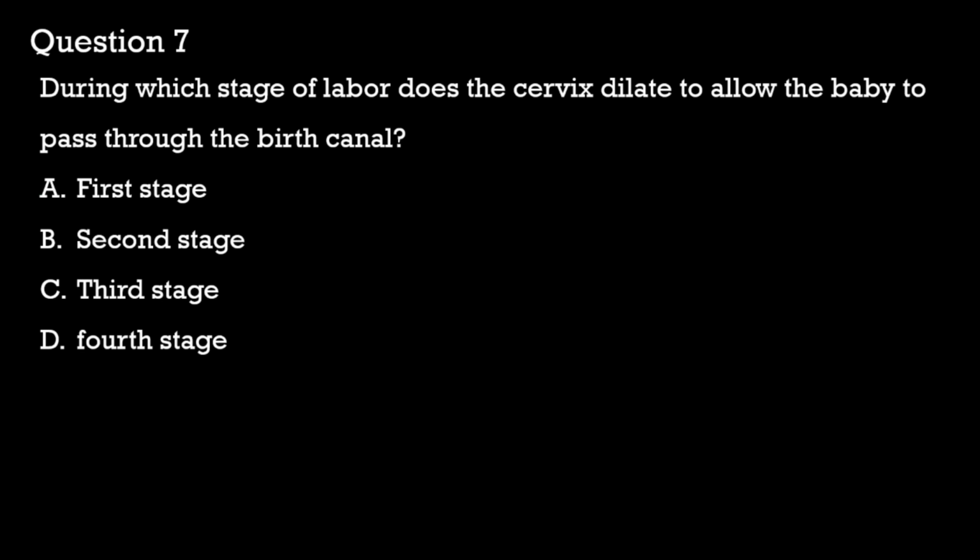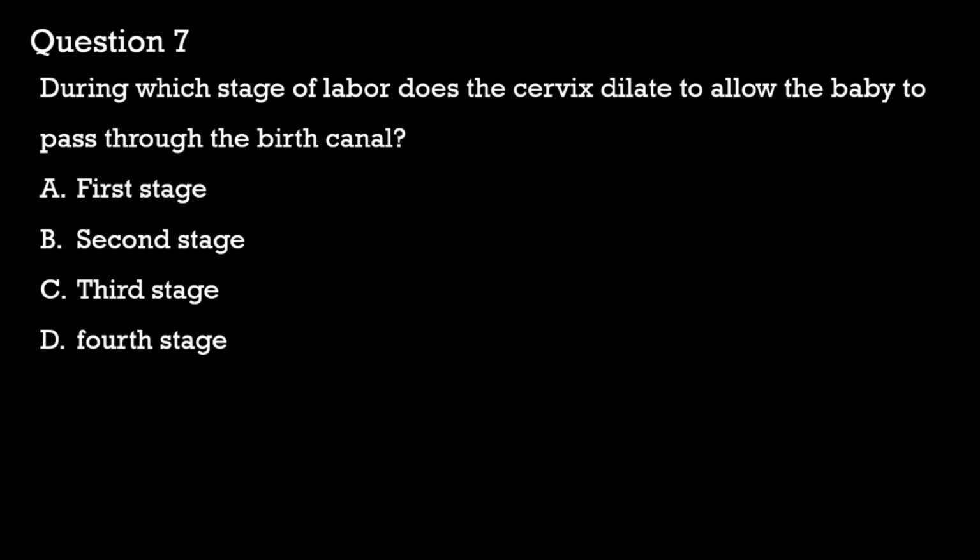Question 7. During which stage of labor does the cervix dilate to allow the baby to pass through the birth canal? A. First stage. B. Second stage. C. Third stage. D. Fourth stage. The first stage of labor is called the dilation stage.